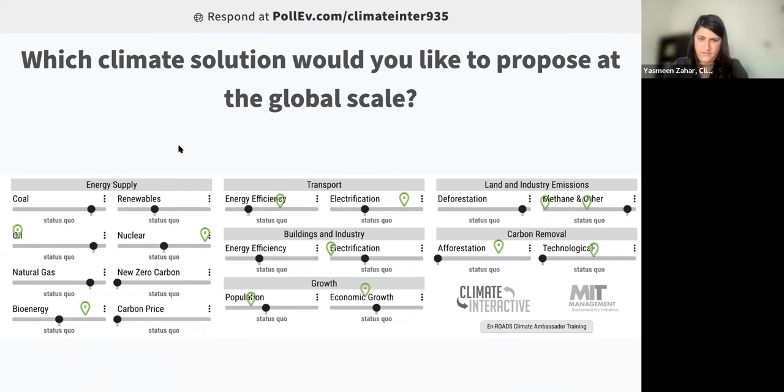All right, so bioenergy. Let's do another four. I see a few votes for oil, so for oil, that's where we can test what stopping infrastructure might look like. And then I see a few votes for methane and other greenhouse gases. We have electrification of transport.